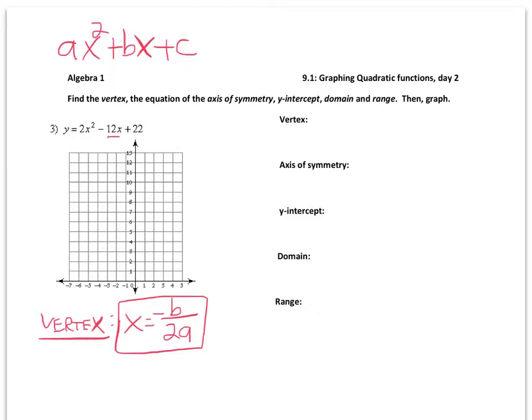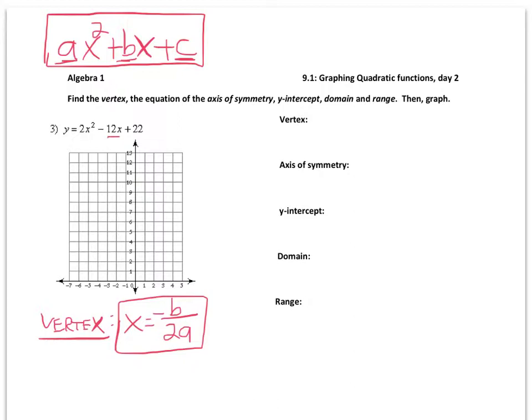Now, the main thing to remember is this. This is our standard form of a quadratic equation: ax squared plus bx plus c. This a, b, and c represent numbers. I'm only going to do one example. It's number 3 in your packet.